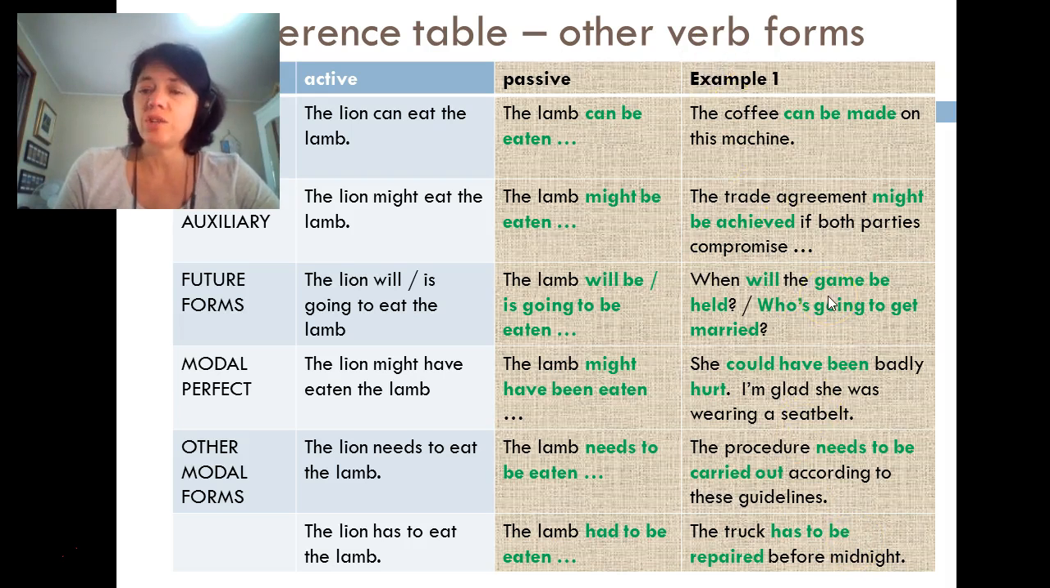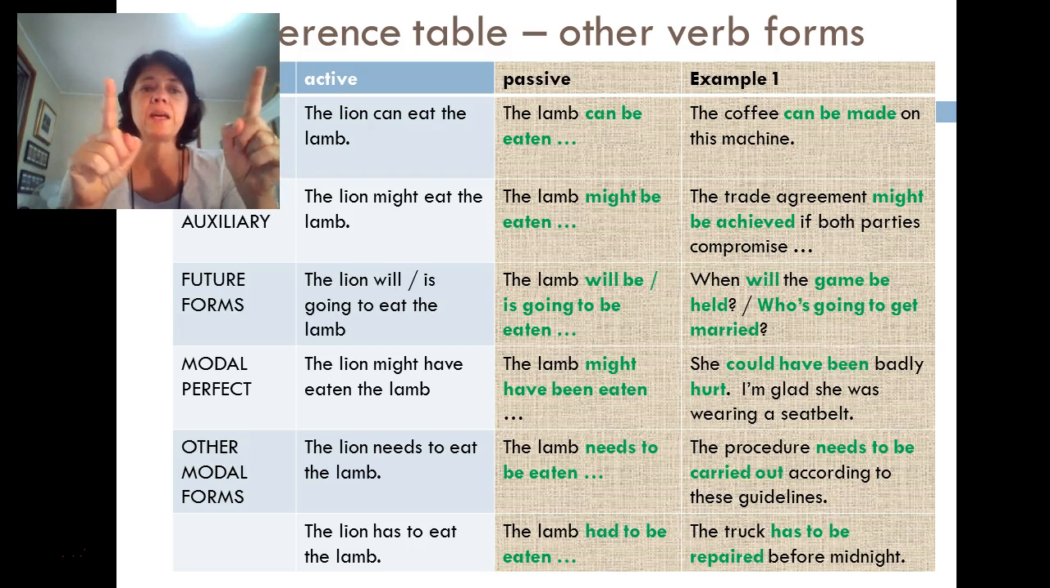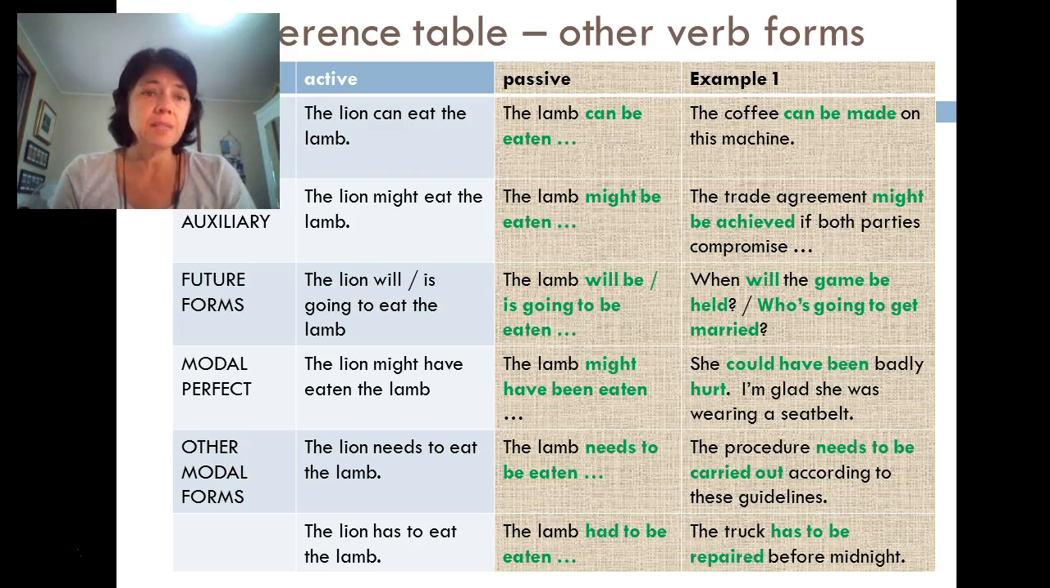Notice in the question forms, we have to switch the auxiliary verb and the main verb with the subject around because it's a question. Also notice who's going to get married. We often use the word get instead of be.